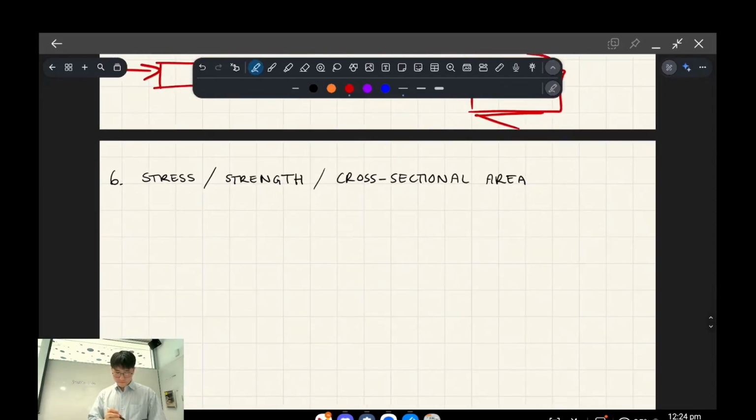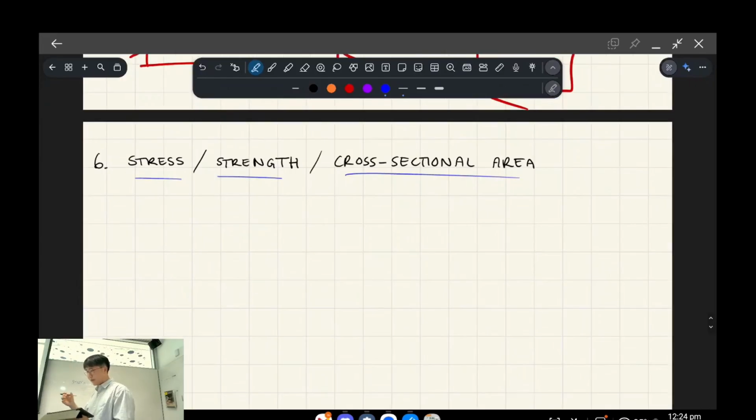So the idea of strength, stress, and cross-sectional area. It will be in your assignment, but I don't know if it's actually taught in the lecture slides, because it's more of a mechanics of solids concept, which comes in second year, first time. But it's super important. It's basically this idea of how does a structure fail?